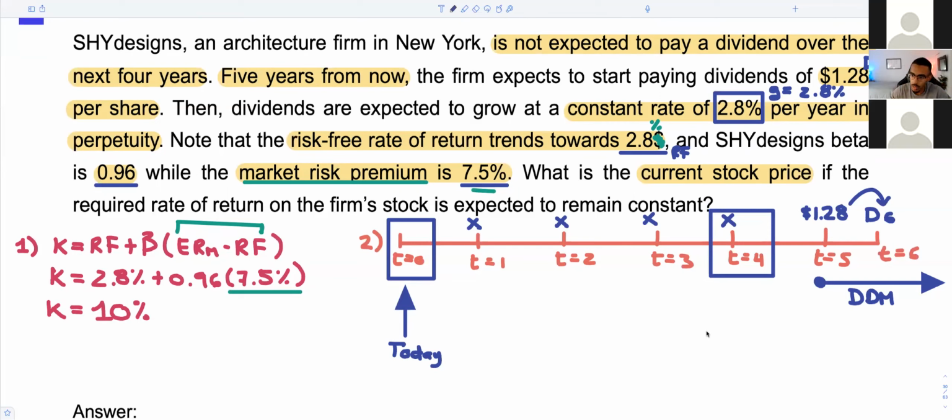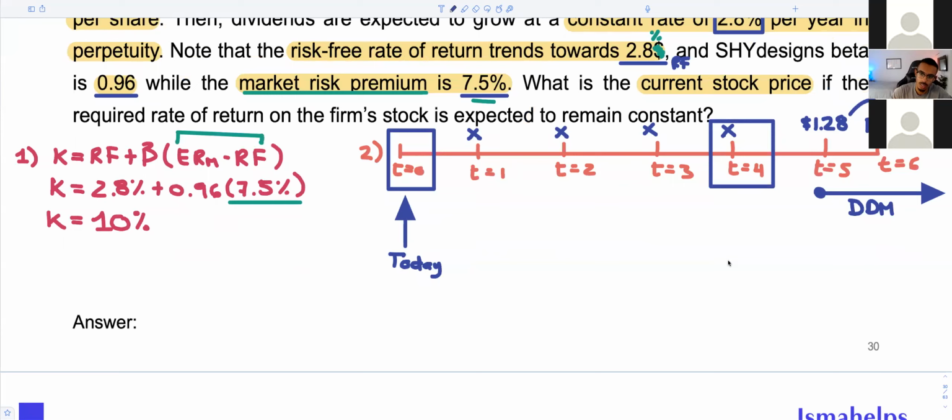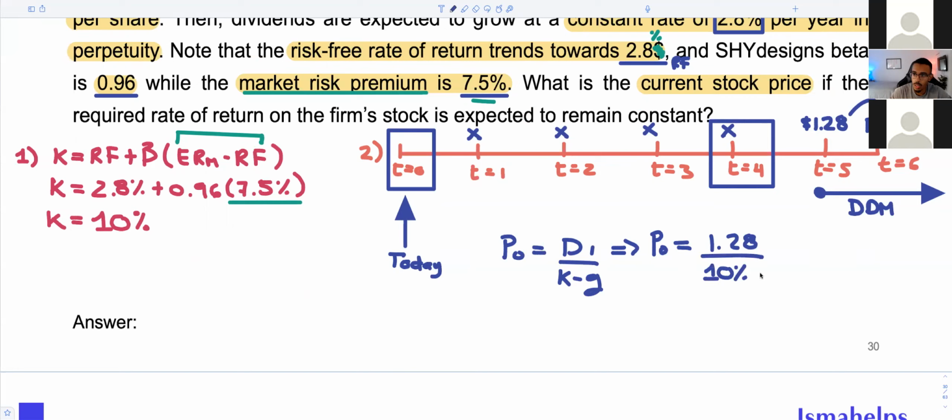Okay, so if we know that D5 is equal to 1.28, and we know that, actually, I'll trick you guys a little bit, just to be funny. Let's plug this in within our formula. So we know that this gives us our present value. So I would like y'all to plug this in as being 1.28 over 10% minus 2.8%. And I want y'all to tell me what will be our present value from that.